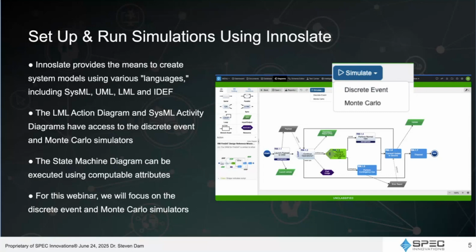I should also mention that we do have a state machine diagram. It can be executed using computable attributes, which we have now in Innoslate. So we have the ability to define equations, not only as a parametric diagram, but also in LaTeX, and then use the LaTeX information to create execution. You can bring those two together, and we've been able to do that now. I'm not going to talk about that today in any depth, but if that's of interest in the future, we're happy to go through that in more detail.